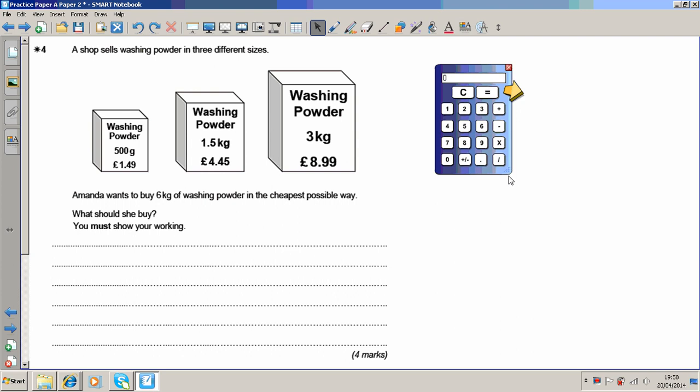Number 4. A shop's selling washing powder in 3 different sizes. Amanda wants to buy 6 kilograms in the cheapest way. What should she buy? So it's a start question. So you want to be setting your work out in a sort of organised way.